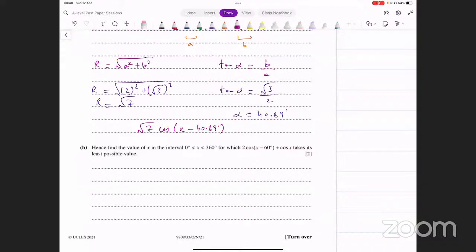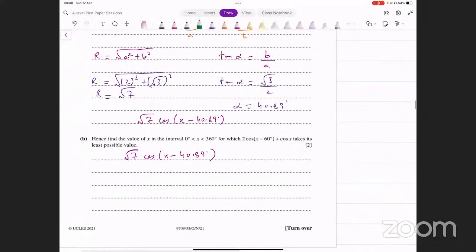We've got square root of 7 cos x minus 40.89. ये तो वही चीज हमारे पास पहले आ रही थी, right? हमने जो फर्स्ट पार्ट में यहाँ पे प्रूव किया है, अब ये cos के टर्म्स में आ रहा है सर. इसकी लीस्ट वैल्यू कैसे आएगी? cos जो है वो, इसकी रेंज क्या होती है, इसका इंटरवल क्या होता है? cos का इंटरवल हमारे पास होता है -1 से लेकर 1 तक.